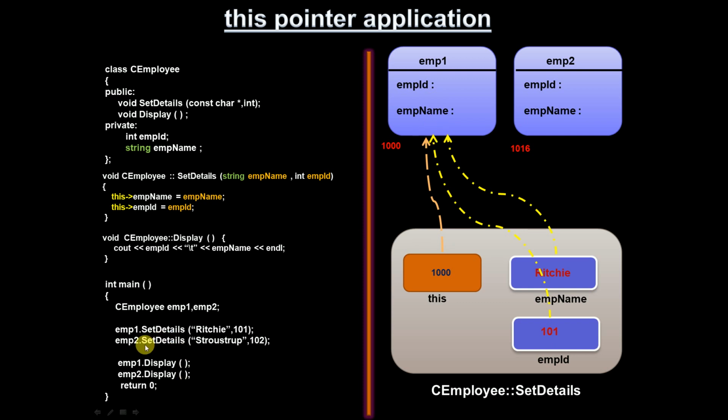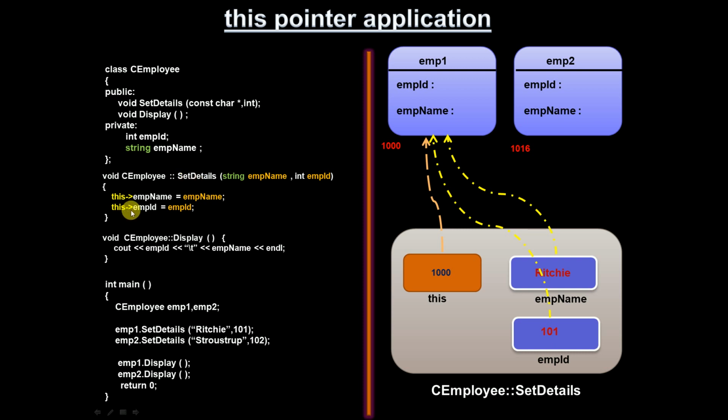Same thing is applicable for set details of emp2 also. When you are doing emp2 dot set details, then again, instead of emp1, it will act on emp2. Okay, so like this we can resolve the ambiguity between the local variables of the member function and the class members or object members, by using this pointer.